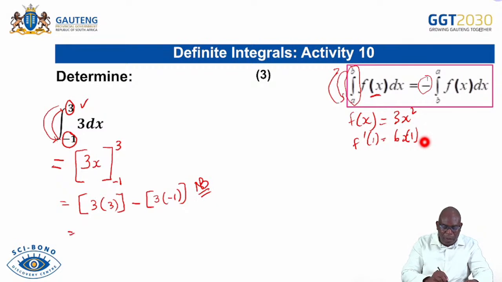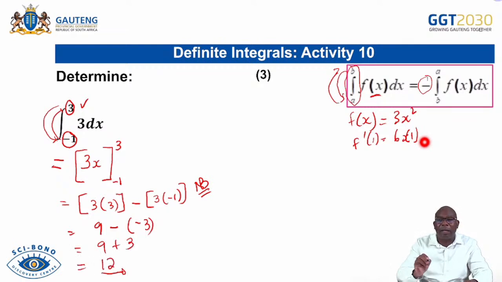Then what do we do? We now work this one out. 3 times 3, it's 9. Okay. 3 times minus 1, it's minus 3. So we have a negative into a negative 3. And that will give me 9 plus 3, which gives me 12. Now we've got an answer there.